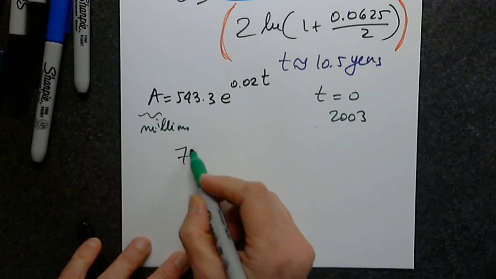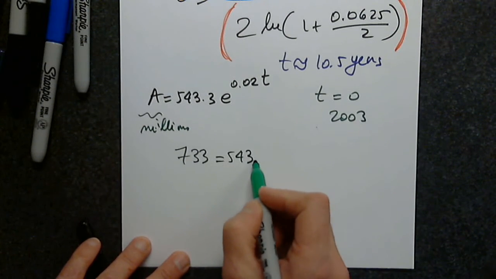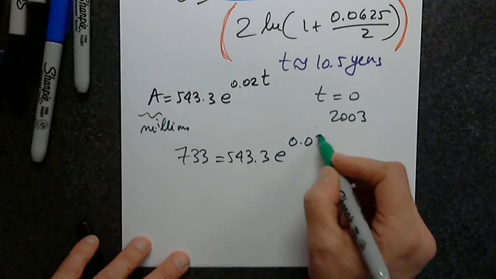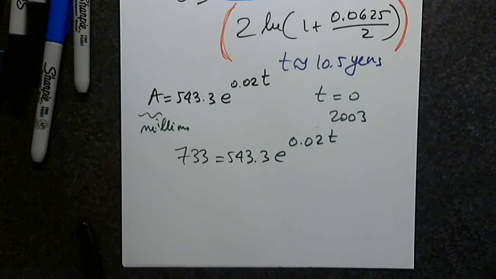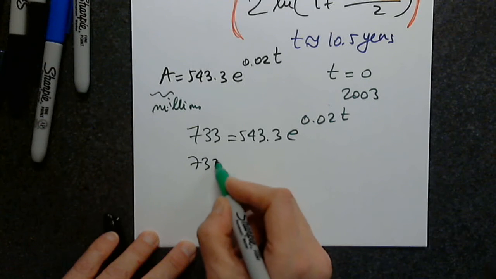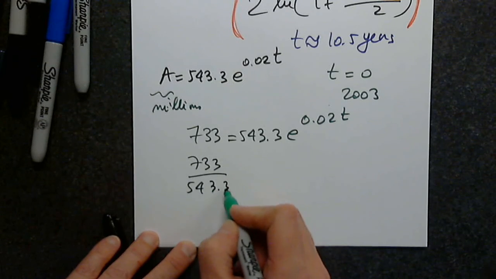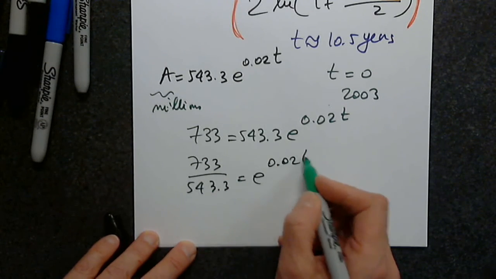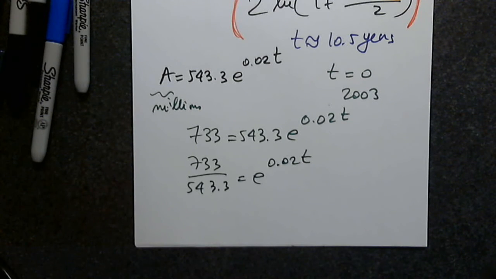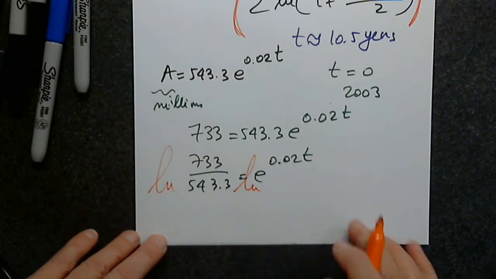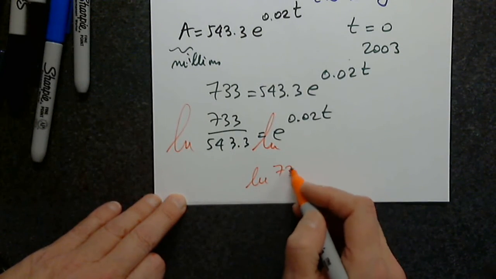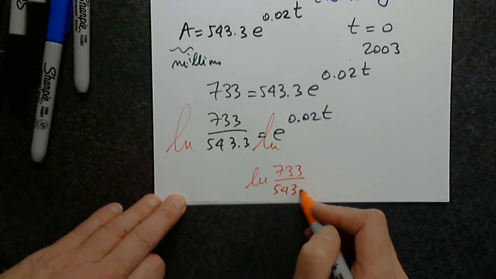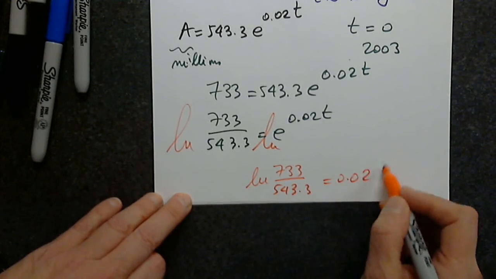Right. So 733 equals 543.3 e to the 0.02t. Yes, we want to clean it up, so we will divide by 543.3. Do not really divide, just write it like this. And now natural log. So natural log of 733 over 543.3 equals 0.02t.